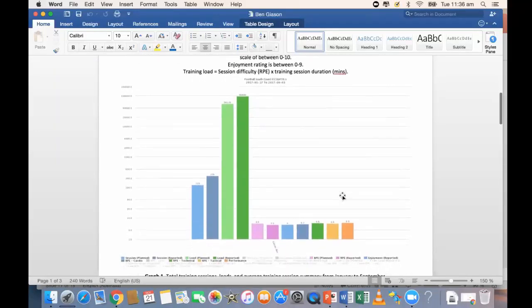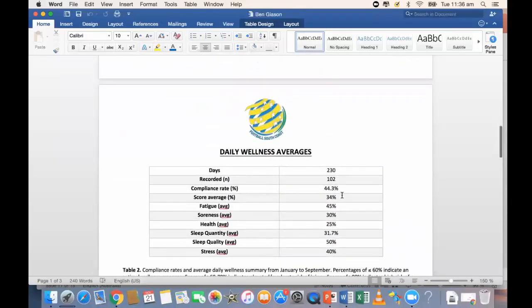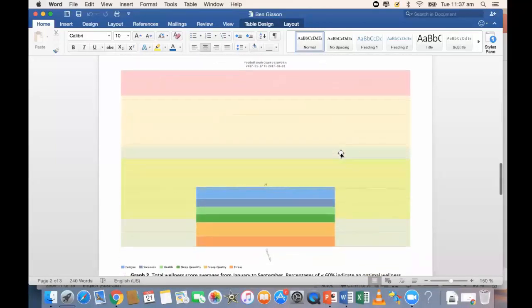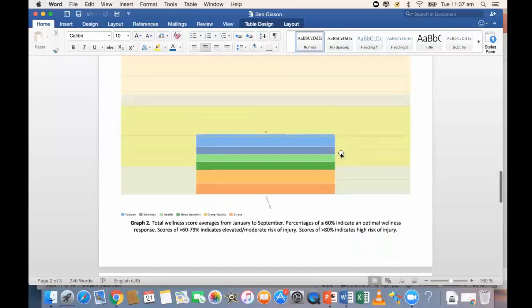And that's just that same information presented in graph form. And again, the daily wellness averages. Here were his average scores throughout the season for fatigue, soreness, health, sleep quality and quantity, and stress. Like I said, anything below 60% was considered optimal, and he did quite well throughout the season here. The total wellness score percentage, again, is just that information graphed.